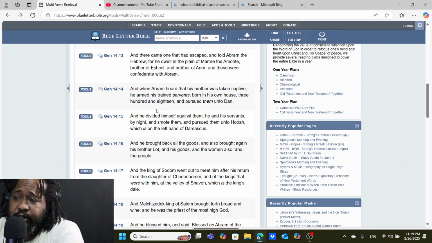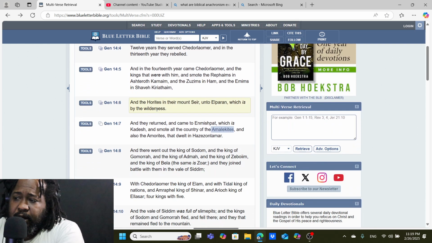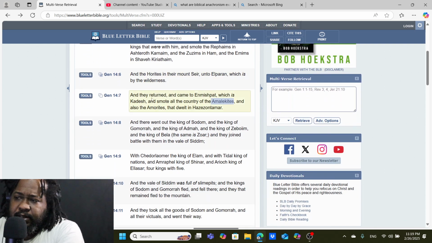We'll go to Genesis 14 very swiftly. It says, 14:7, and they returned and came to En-mishpat, which is Kadesh, and smote all the country of the Amalekites and also the Amorites that dwelt in Hazezon-tamar. If we're saying that the Amalekites come from Edomites, come from the king Amalek, how are they here during the time of Abraham? You would have to explain this as an anachronism.